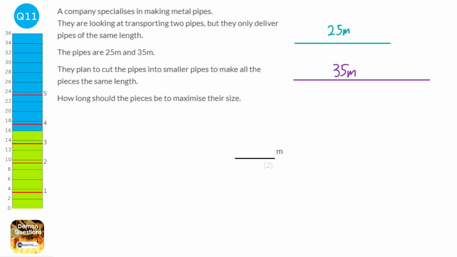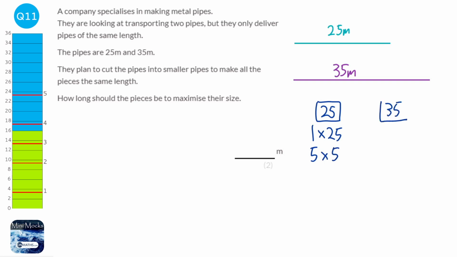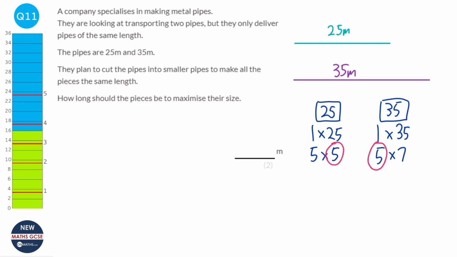To find the highest common factor, what we do is we find the factors of 25, which is 1 and 25 and 5 and 5. And the factors of 35, which will be 1 and 35 and 5 and 7. And the highest common factor is the number in both lists, the highest number in both lists, so it's 5.